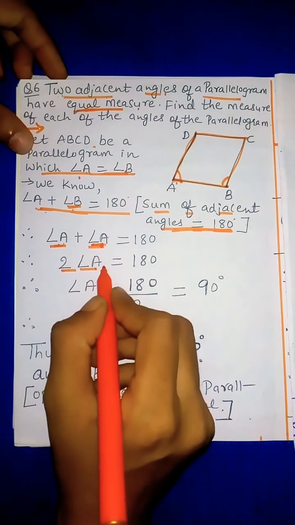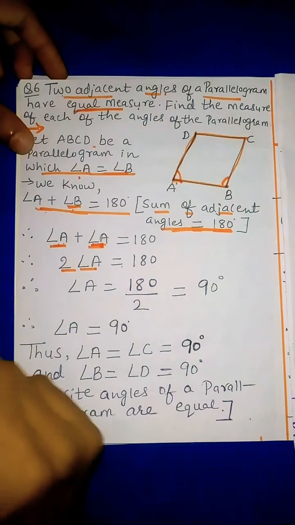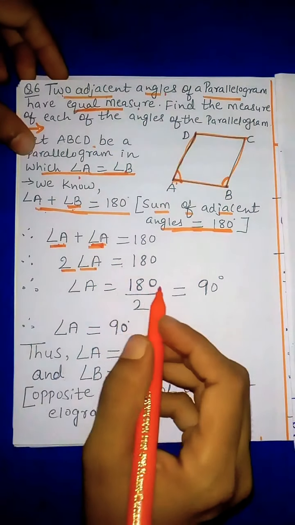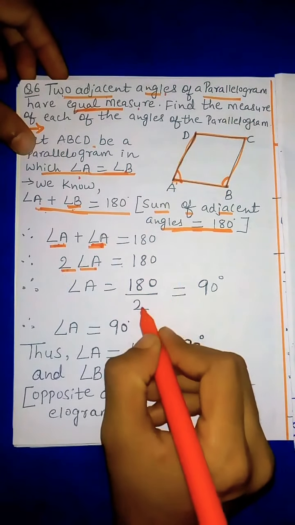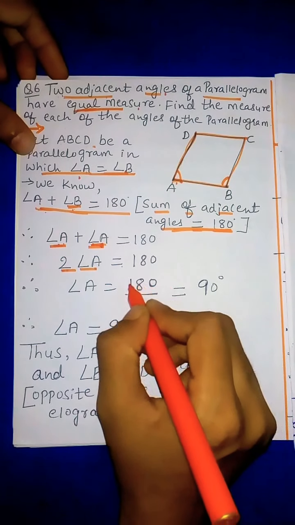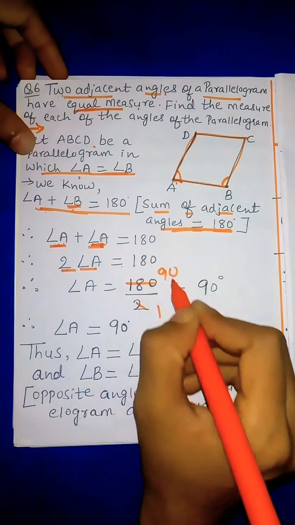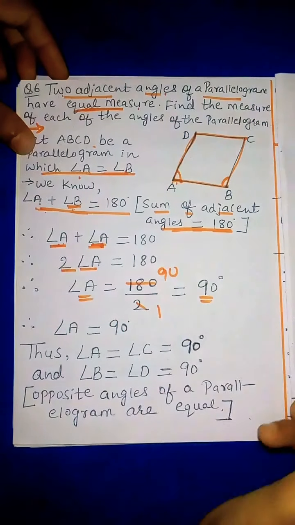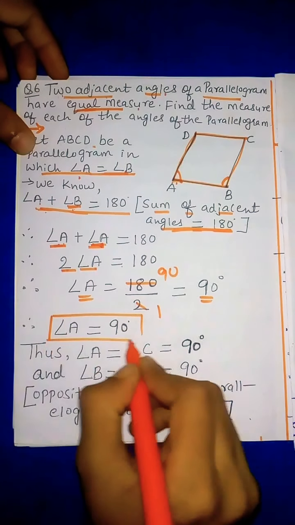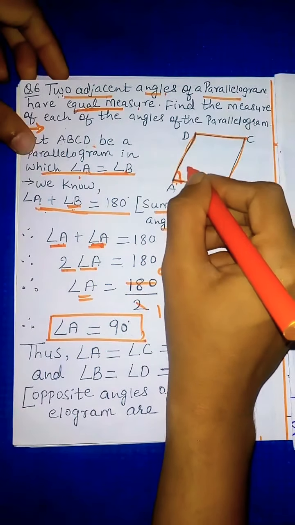So 2 times angle A equal to 180 degrees. Just like an equation, we will solve it. So this 2 we will take down, and then again we will do cancellation. So 2 ones are and 2 nines are. So measure angle A we will get 90 degrees. So A we have got 90 degrees.